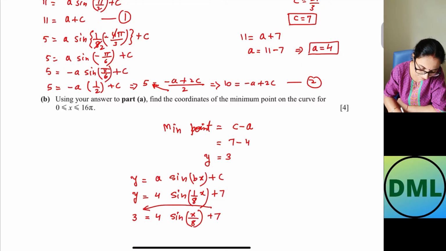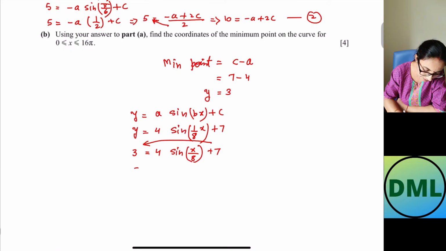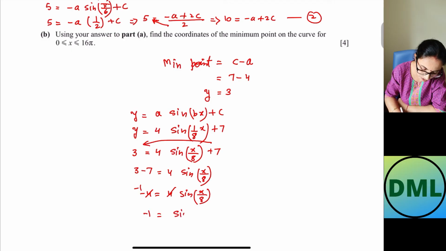Move this 7 to the left hand side. This will be given as 3 minus 7 is equal to 4 sine x by 8. Minus 4 is equal to 4 sine x by 8. 4 will get cancelled from 4 and it will be minus 1 here. So minus 1 is equal to sine x by 8.